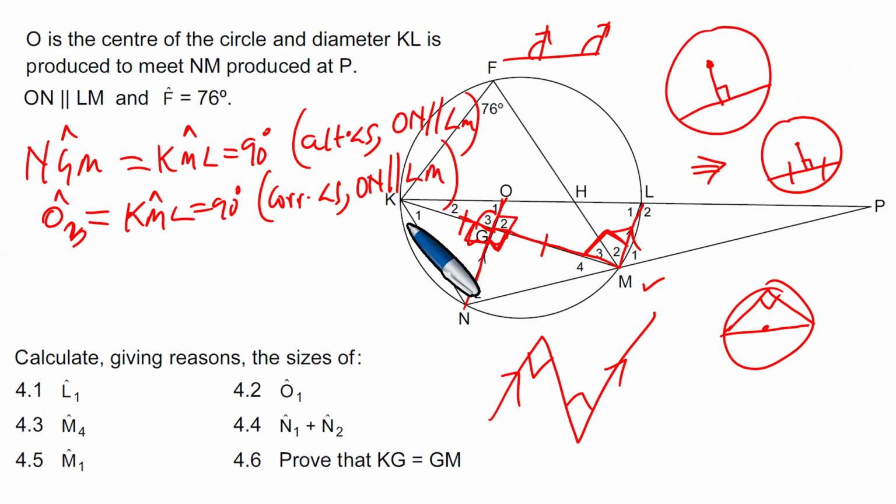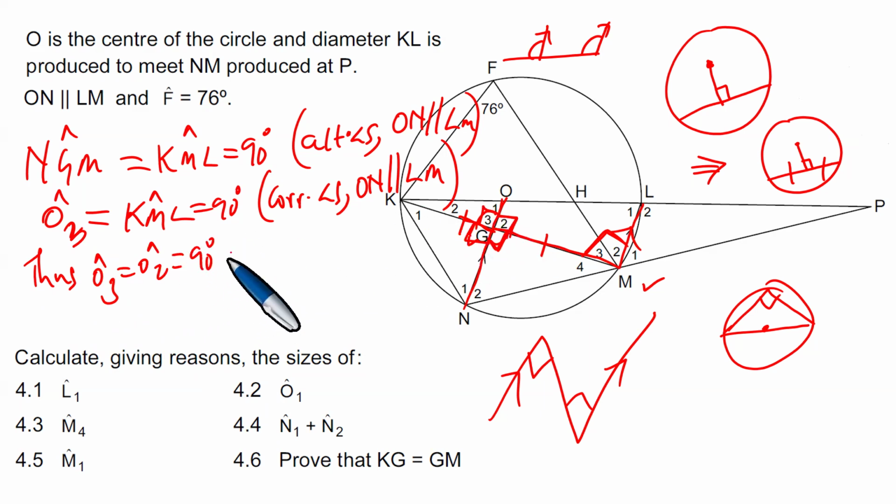There are many other things we're going to do. Similarity and proportionality are also the kinds of questions we're going to do. So now, angle O3 is equal to angle O2 equals 90 degrees. And these are both 90 in this case because they are adjacent angles on a straight line.